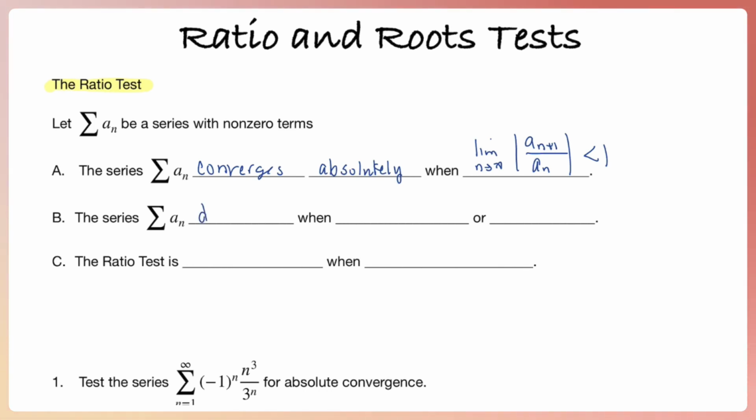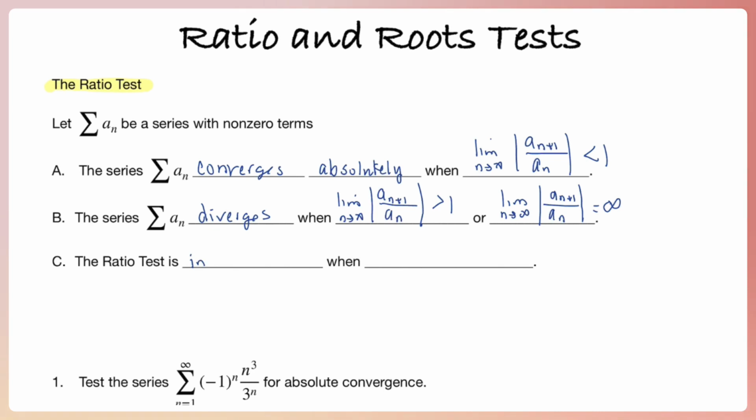The series summation of a sub n diverges when the limit as n goes to infinity of the absolute value of a sub n plus 1 over a sub n is greater than 1, or the limit as n goes to infinity of the absolute value of a sub n plus 1 divided by a sub n equals infinity. Then we have a divergent series.